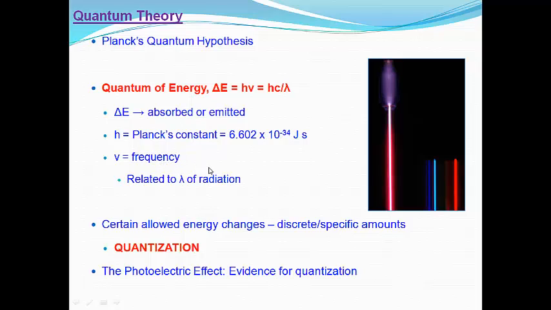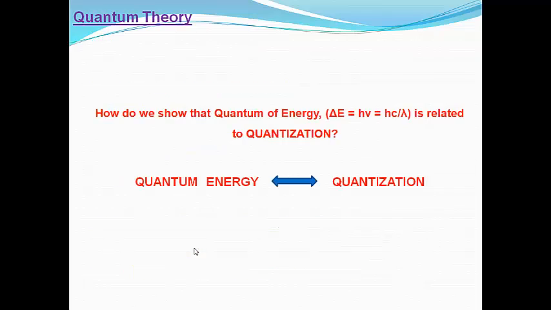Now, further evidence, and so this idea of there being certain allowed energy states or energy changes, or discrete or specific amounts of energy, is called quantization, right? Discrete numbers of energy levels that are within our atom. And further evidence of this is seen in the experiment describing the photoelectric effect, which is found in the textbook.